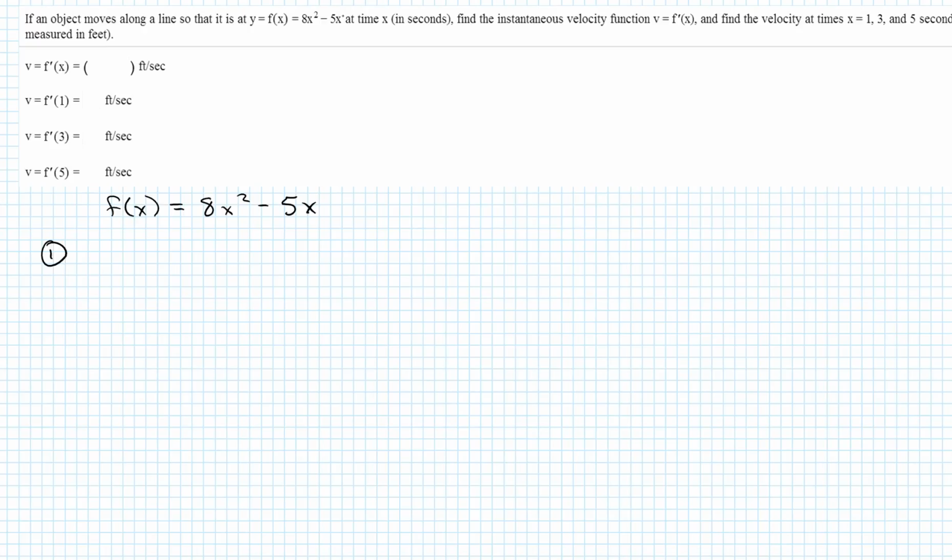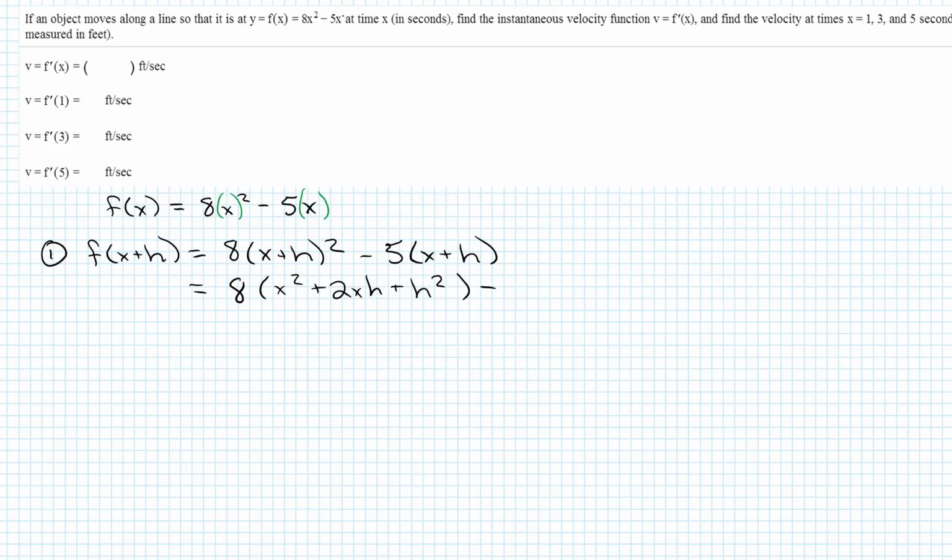Step 1 for the four-step process is to find f of x plus h. When I do that, I like to put parentheses around the x's in my original function, so I remember to put parentheses around everything in my f of x plus h. So I have 8 times x plus h squared minus 5 times x plus h. When I start working on that, that's going to give me 8 times x squared plus 2xh plus h squared minus 5x minus 5h. That will give me 8x squared plus 16xh plus 8h squared minus 5x minus 5h.